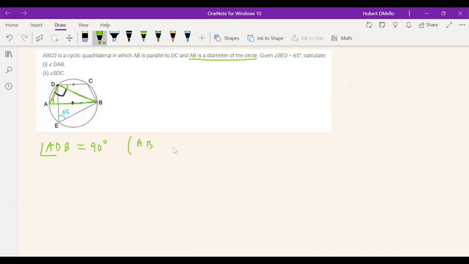Because AB is the diameter, and you've got a right angle in a semicircle. I'm not going to take time writing that, but you have to write the reason in the exam, otherwise they could pull you up for that. So that's the first piece of information. Fantastic, that's 90 degrees. What else do we know?